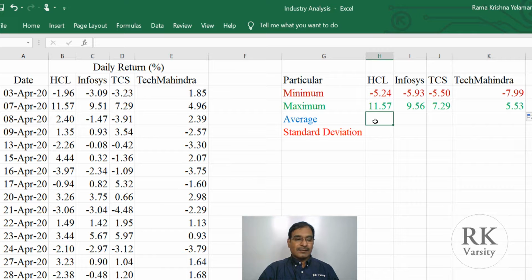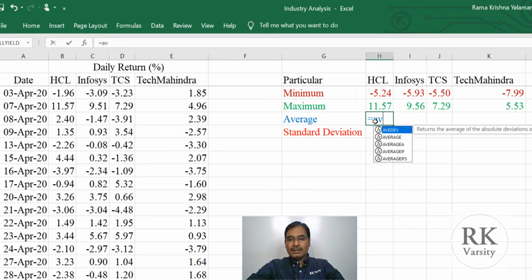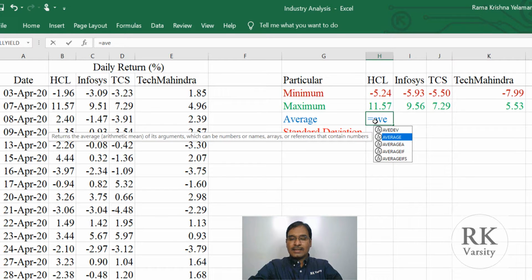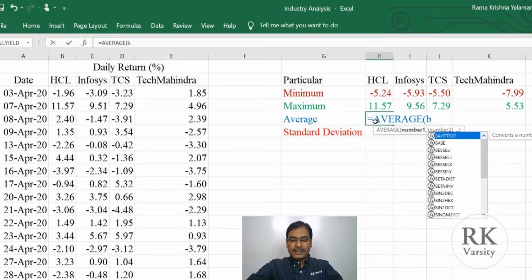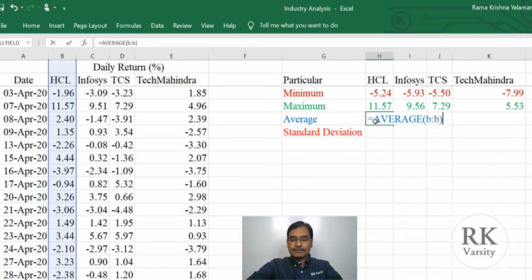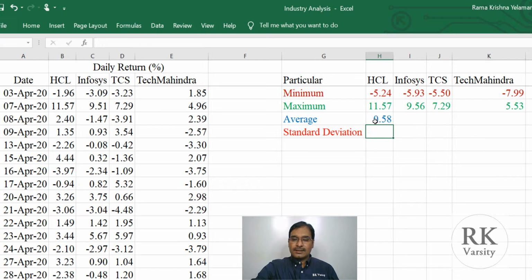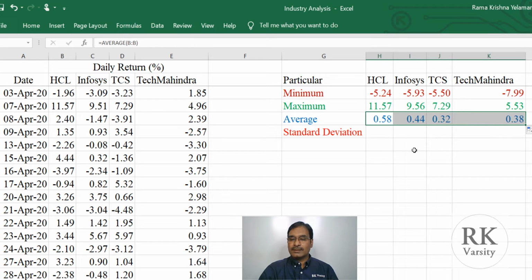Then what is the average return? So for average return, the Excel function is AVERAGE, so equal to AVERAGE. Select this one, open a bracket, then B to B, press enter key. Average is 0.58%. Then drag this onto the right so that you will get the average return for all the stocks.